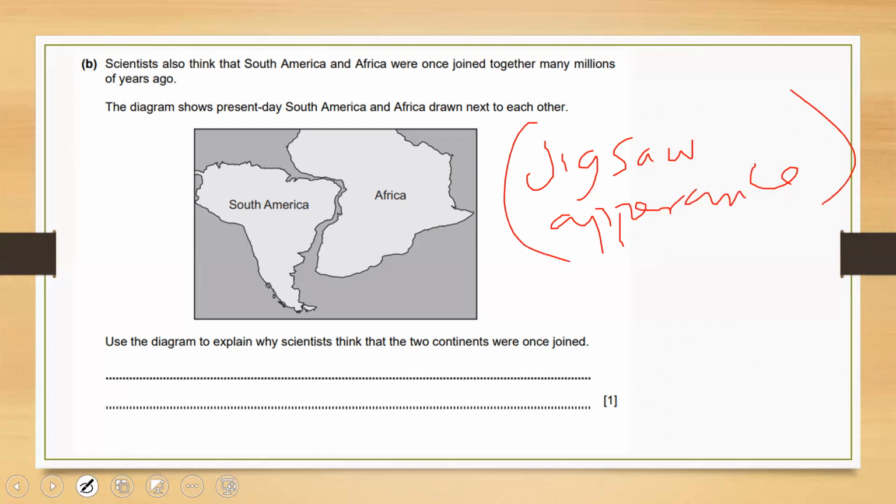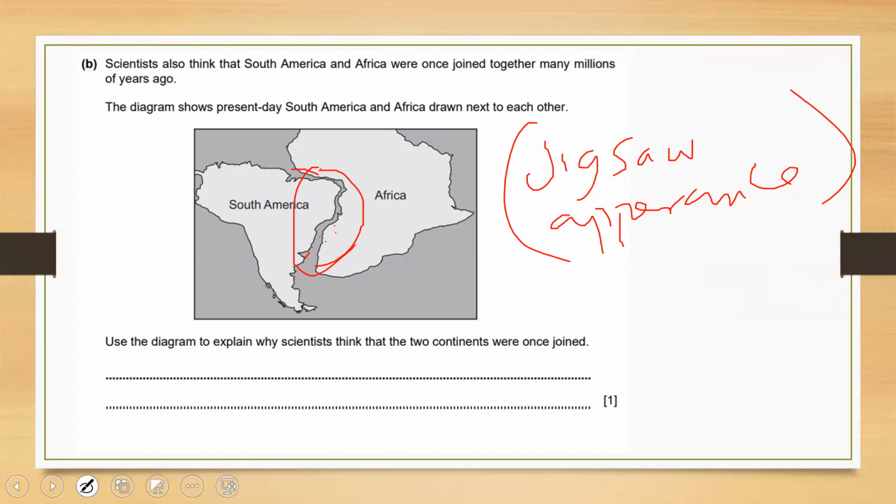The word jigsaw appearance means that the continents are aligned in such a way that they can fit into each other. If you look at these edges, it looks like it was detached from exactly this place. So if I join them together, they can fit into each other. So those are the evidence, the jigsaw appearance. I can see that the continents have a complementary shape.